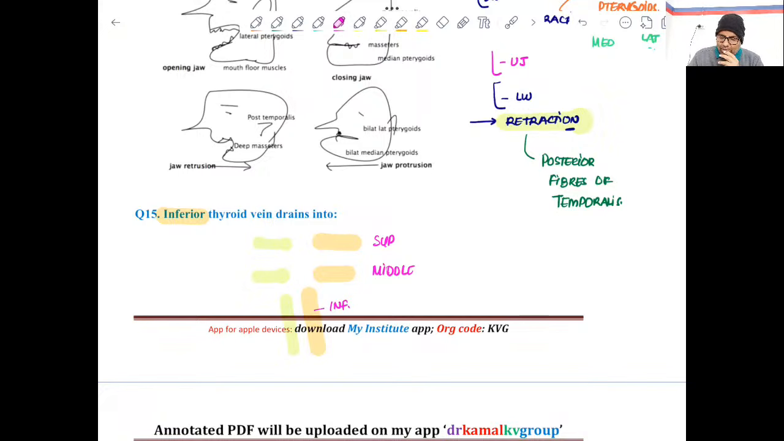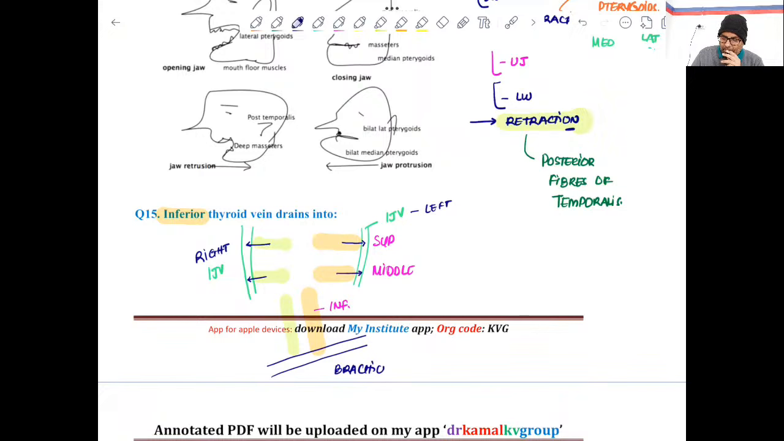Now the superior and middle drain into the internal jugular vein on either side. Right? So say here this is left, this is right. Clear? So right superior thyroid vein will go into right IJV, right middle thyroid vein will go into right IJV. Similarly, left superior thyroid vein will go into left IJV, left middle thyroid vein into left IJV. But both the inferior thyroid veins, right and left, will drain into a common channel, and that is the brachiocephalic vein on the left side. Clear?